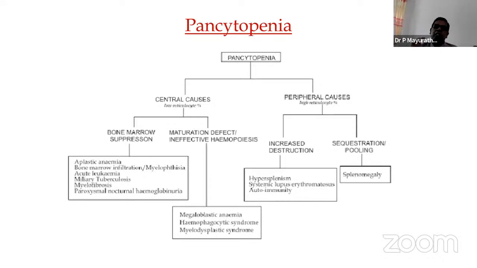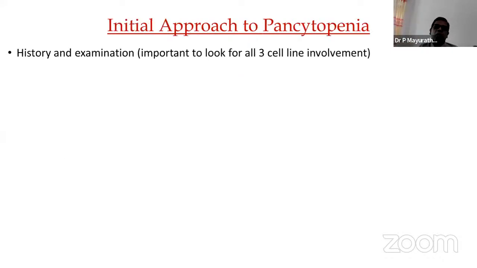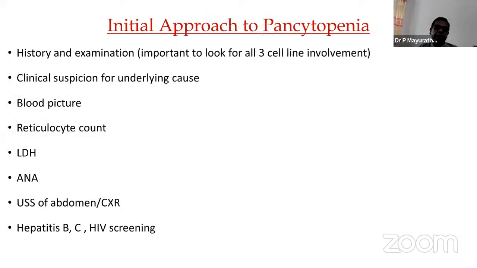Anyway, your investigation is going to be full blood picture and retic count. Then we do other investigations depending on our suspicion. So history and examination as usual are very important to evaluate all three cell line involvement. And with the history and examination, we might come to a certain differential diagnosis. What could be the possibility? Then your other investigations are going to be blood picture, retic count.